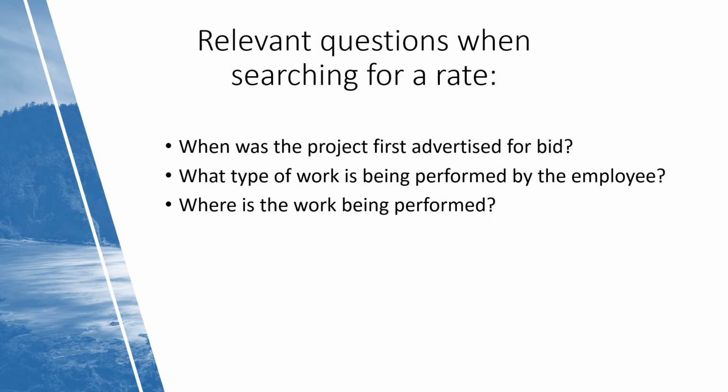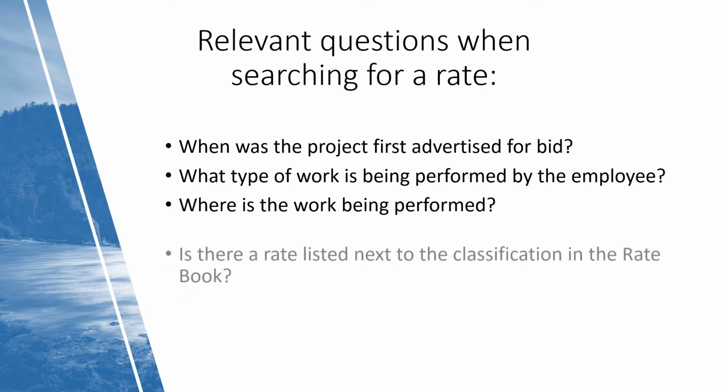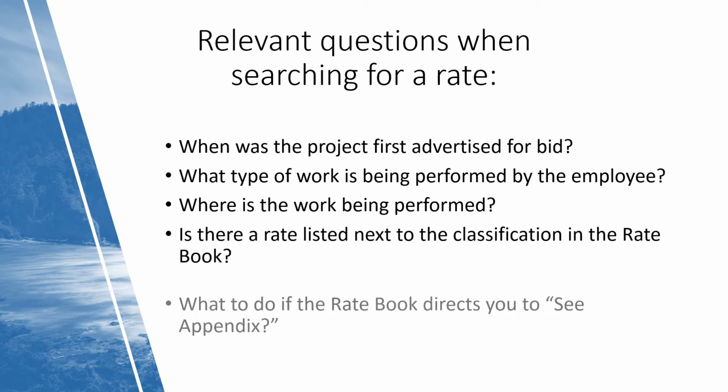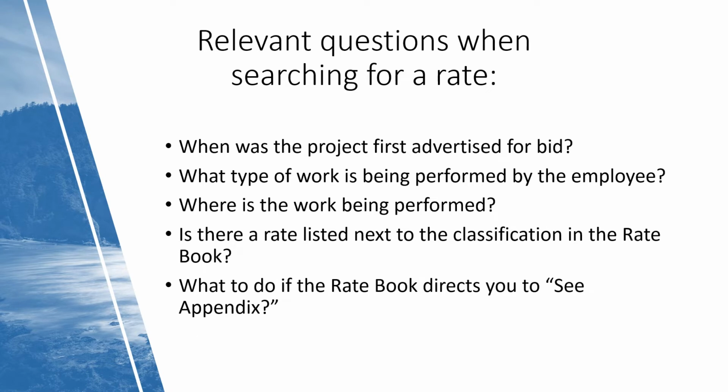Then, I'll show you how to find the specific prevailing wage rates you need by answering the following questions. Is there a rate listed next to the classification in the rate book? What to do if the rate book directs you to See Appendix? What are the rates for apprentices? I'll discuss each of these questions in order.